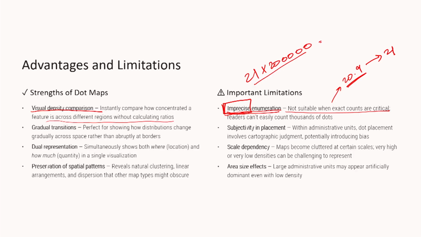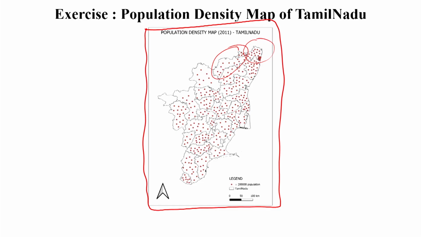Next is subjectivity of placement. Within an administrative unit, dot placement involves cartographic judgment, potentially introducing bias. Whenever we are plotting, we are plotting exactly inside the boundary, but inside the boundary we aren't plotting exactly where it is clustered. Inside it we are plotting randomly, so there is a little bias.